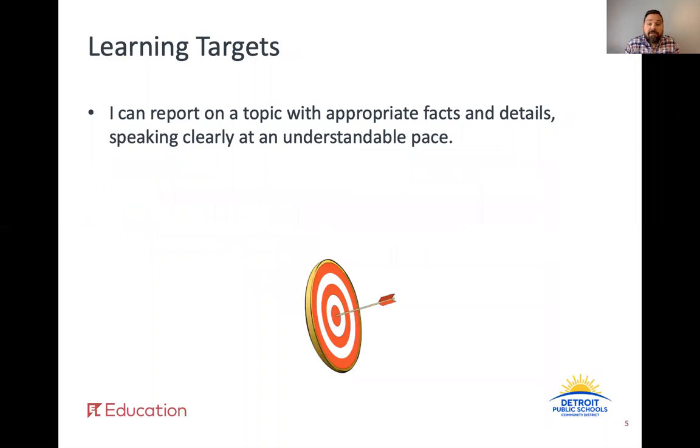We have one learning target for today. I can report on a topic with appropriate facts and details, speaking clearly and at an understandable pace. Let's make sure we keep this learning target in mind during all of our work today.